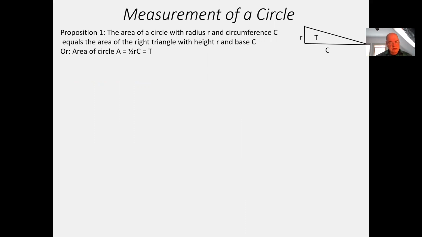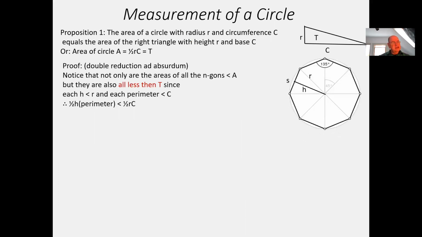Okay. So we're ready for our proposition. The area of a circle with radius r and circumference c equals the area of a right triangle whose height is r and whose base is c. That's his theorem. That is, the area of the circle A is 1/2 r times c. He calls that T, the area of the triangle.